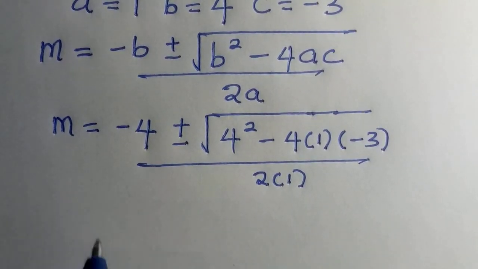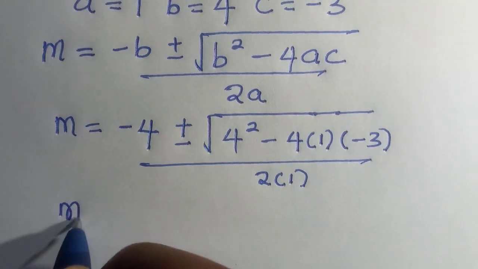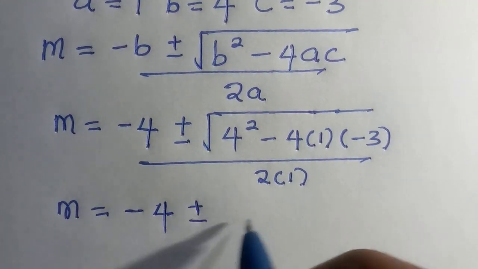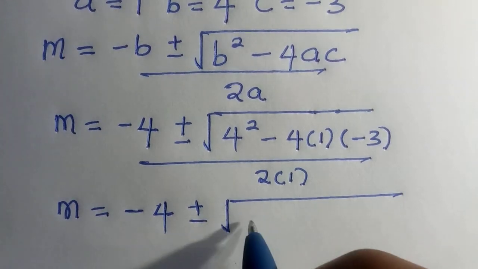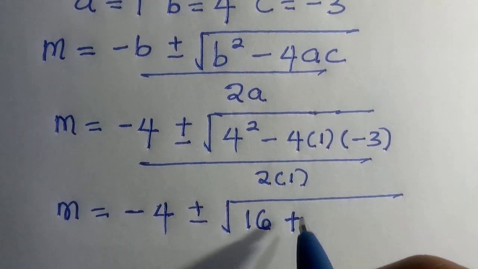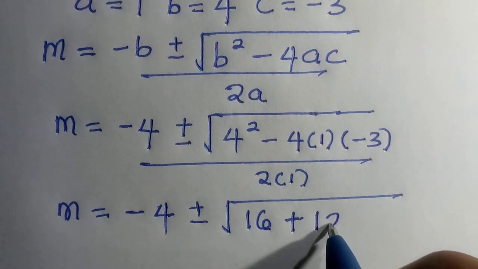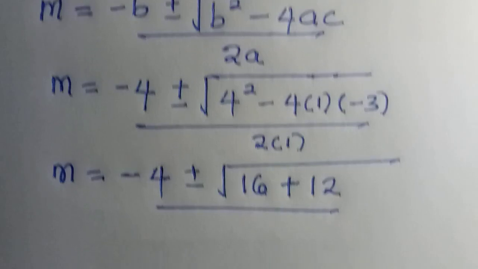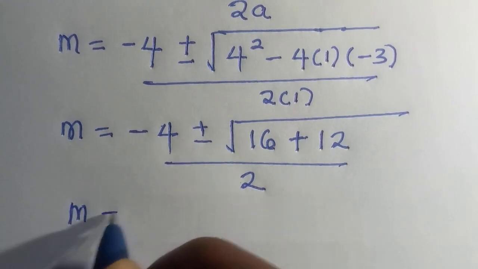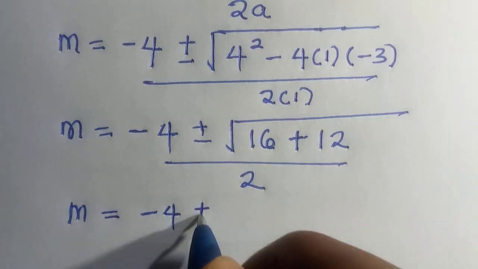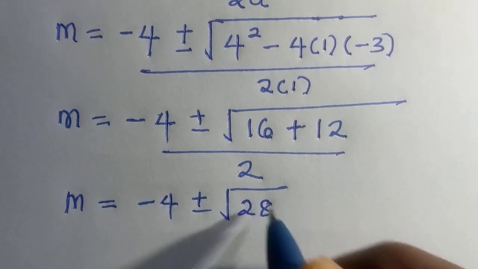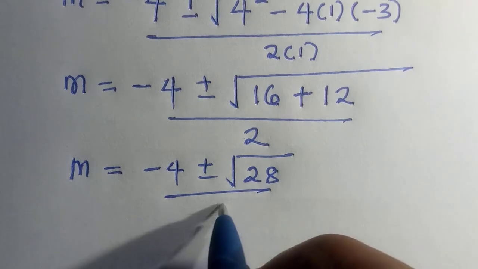So after a successful substitution of all these, we complete the calculation and we have m equals minus 4 plus or minus the square root of 4 squared, which is 16, then minus multiplied by minus is plus, 4 multiplied by 1 multiplied by 3 is 12, divided by 2. So here we have m equals minus 4 plus or minus the square root of 16 plus 12, which is 28, divided by 2.